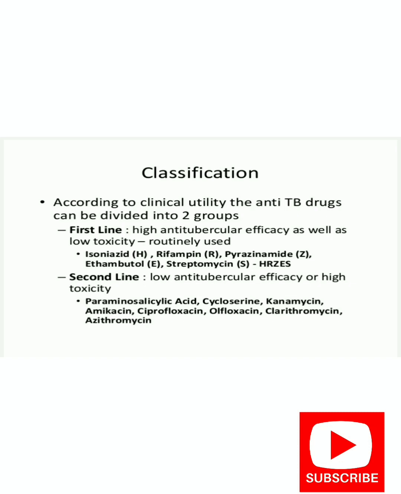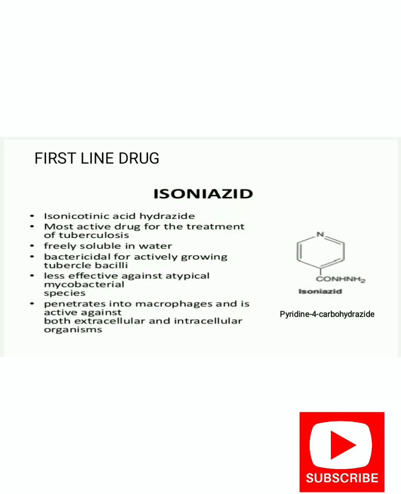The first line drugs are the more routinely and often used drugs. In this group we have the first one, isoniazid, second rifampin, third pyrazinamide, then ethambutol, streptomycin, etc. The first drug is isoniazid.